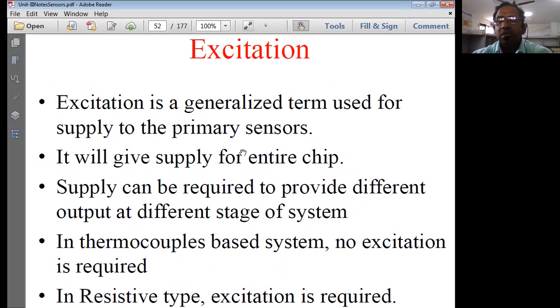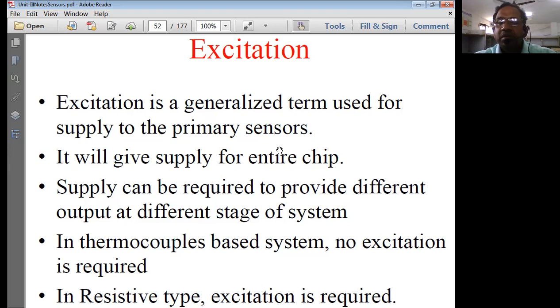If you think of a transistor amplifier circuit, how do we energize it? By using the power supply VCC, which we apply from the external world. That is called energizing, or excitation. In our mobile phones, what excitation do we use? We use batteries. So batteries are used for excitation of the mobile phone circuit. Similarly here, excitation is a more general term used for supply to the primary sensors.